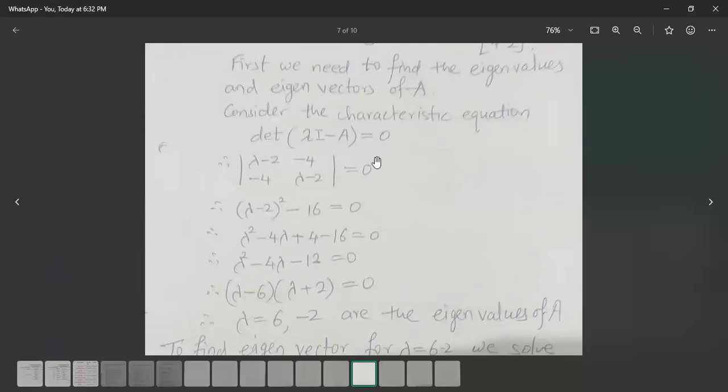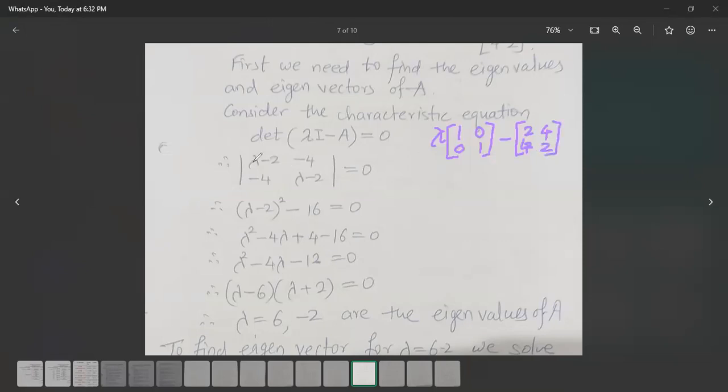How is the characteristic equation? It is the determinant of the matrix lambda I minus A equal to 0, I meaning identity matrix. So how do we construct lambda I minus A? Are you familiar? Lambda in bracket you have 1 0 0 1, and from that you are subtracting your original matrix 2 4 4 2. I hope you got it.